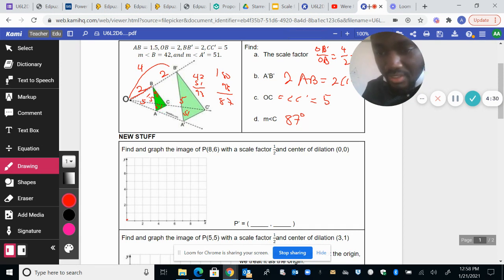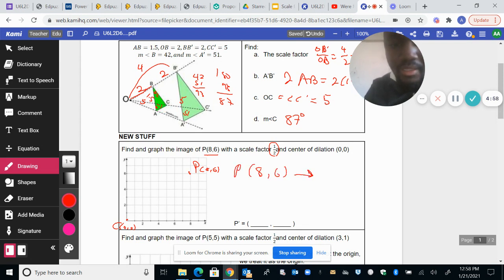The center of dilation is here. We call it C, (0, 0), and P has coordinates (8, 6), so 8 here and 6 here. We're going to have P sitting here at (8, 6), and then the scale factor is half. So we're going to have the image of P under a dilation with scale factor half.